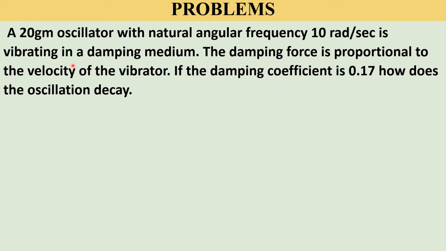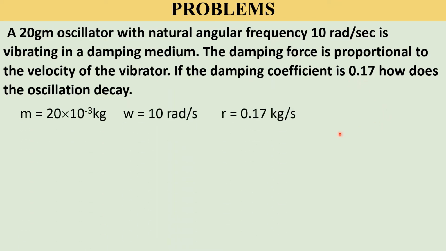So here the mass is given, mass is equal to 20 grams, and angular frequency omega is equal to 10 radians per second, and damping coefficient R is given, so R is equal to 0.17 kg per second. So now we have to calculate what type of decay it is, whether it is a critical damping or under damping or deadbeat or over damping.